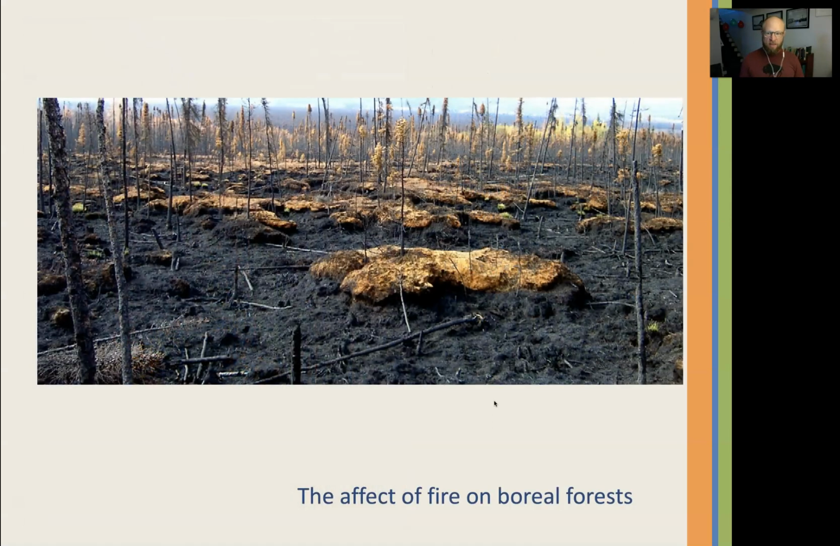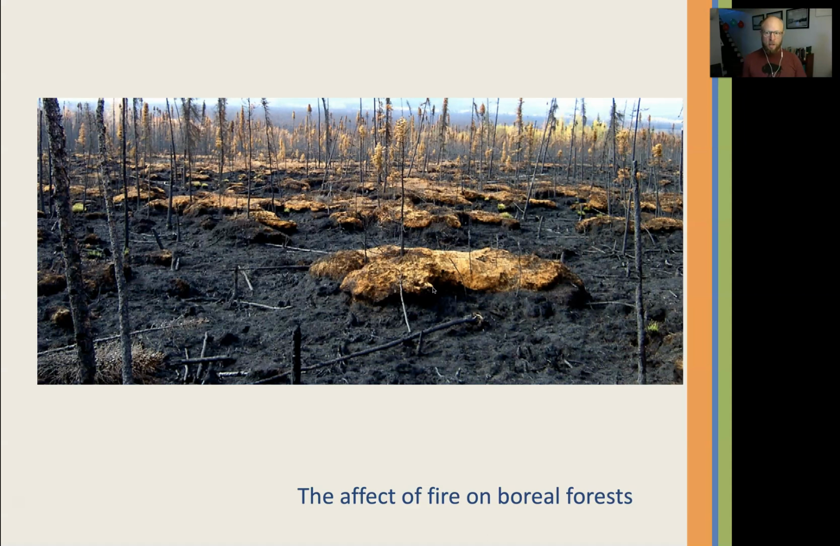This is a picture after a fire. And you can see these kind of brown patches here. That's what's left of the organic layer. All right, so remember, we've got a pretty thick organic layer. This one is maybe 30 centimeters or so. You can see lots of bare soil, mineral soil, and then these patches of organic layer.